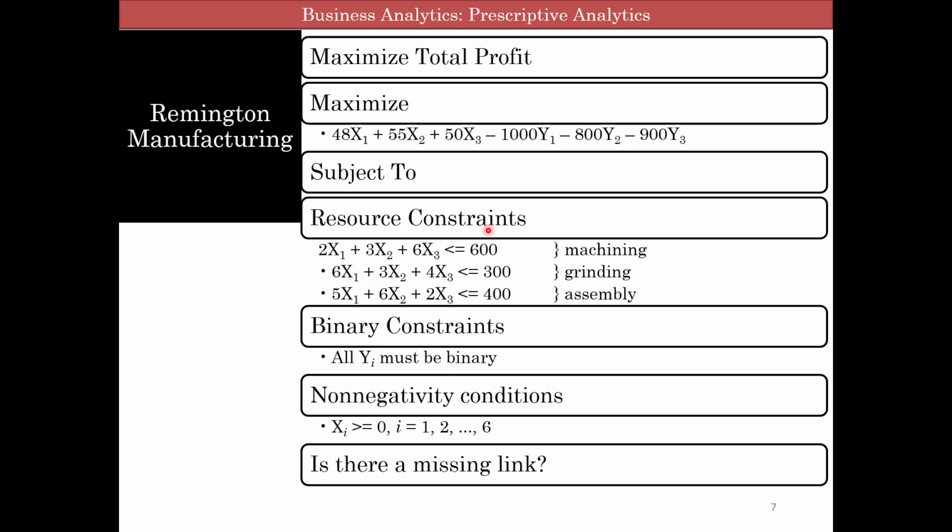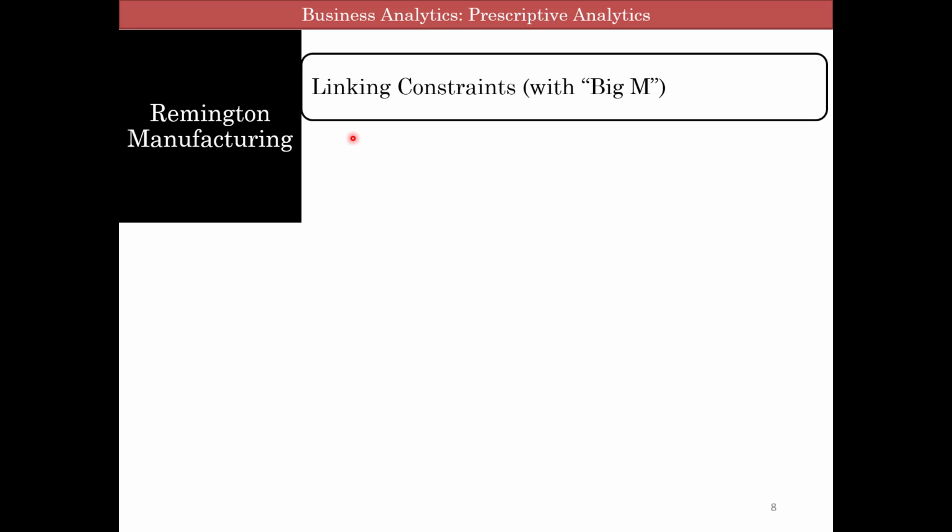But is there something missing? How do you establish that X1 will be greater than 0 only if Y1 is 1? Y2 is equal to 1, only then X2 can be greater than 0. If Y1 is 0, then X1 has to be equal to 0. So we've got to establish that. You don't want to use an IF function in Excel, and I'll talk about that later on after we do the Excel here. But right now, we'll talk about this missing link.